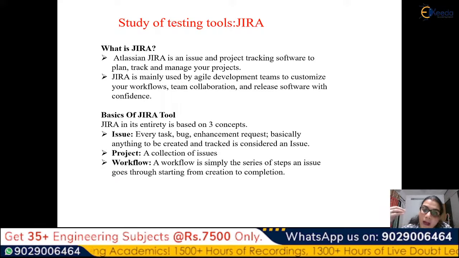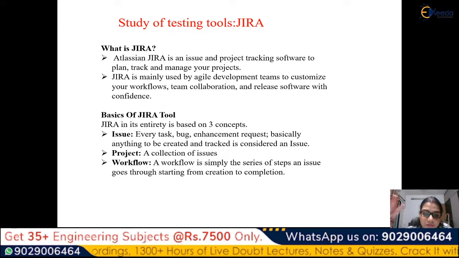Every bug or defect has to come out and be revealed. It's not that every software is defect free or bug free. When it comes to testing, definitely the defects have to come out. Like an enhancement request, basically anything to be created and tracked is considered an issue. This is not the issue we mean as in what is the problem. Issue means every task, bug, or enhancement request, basically anything to be created and tracked. For a bug, I have to introduce a bug to see whether this software is working according to the requirements, or still giving me some other output. So I create a bug for this. If I find any defects related to the output, I'll see that part later.